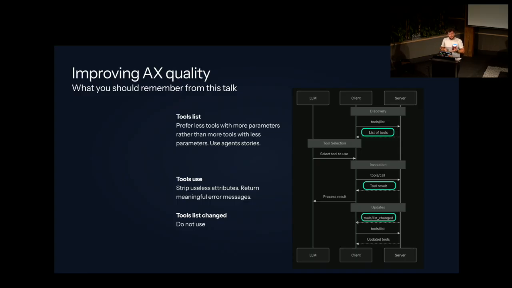Try to encapsulate tools as agent stories. Strip useless attributes from your response and return meaningful error messages to allow self-recovery, and do not broadcast tool changes.